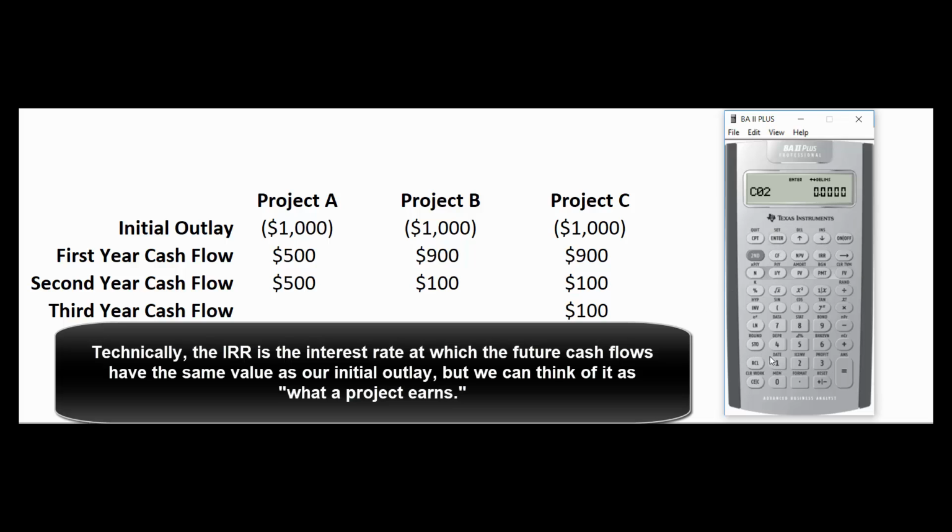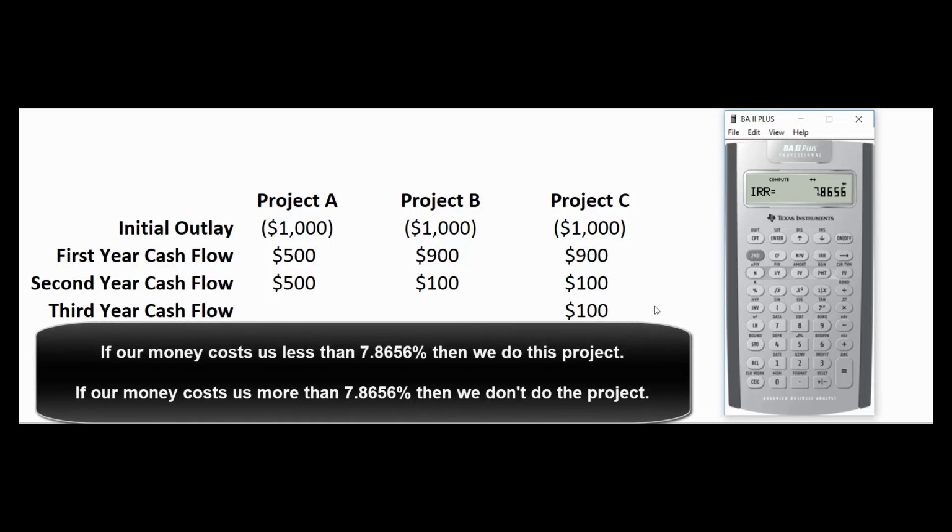Second cash flow is $100. Enter down. And what's the frequency of that? How many times do we get that? 2 times. Enter down. And now we'll ask the calculator, what's the internal rate of return? What does this project earn? We'll hit IRR and then compute, and it tells us this project earns 7.8656. So if our money costs us 7%, we'll invest in a project that earns 7.86%. If our money costs us 8%, we won't invest in this project.